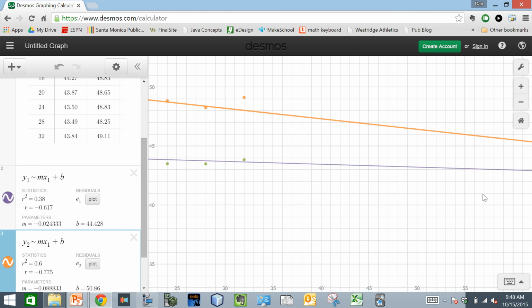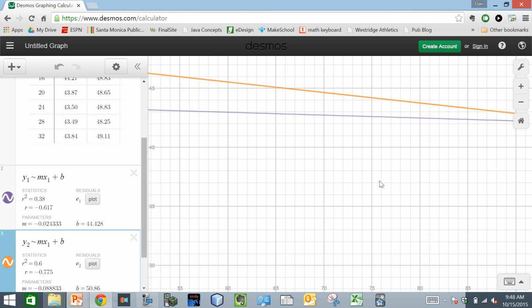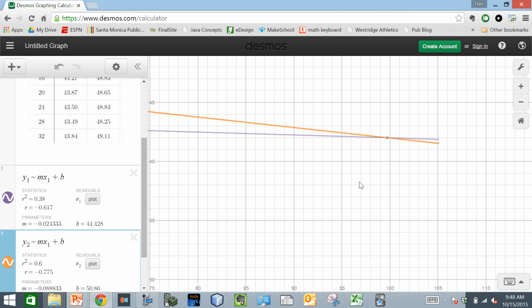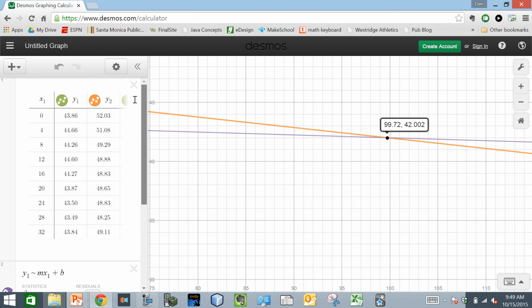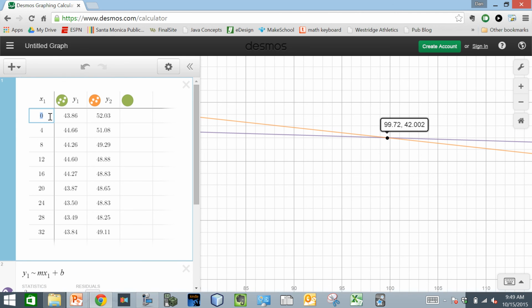So let's move Desmos over and just keep dragging until we see where they cross. Now the nice thing about Desmos is when they cross, if I just click on it, it will find the point. If I click just off of it, it won't stick. But if I click on the intersection, it will stick and give me the point. So 99.72, that's the x value. That's how many years, remember, from our starting point from 1968. So if we round it up, 100 years after 1968 would be 2068.